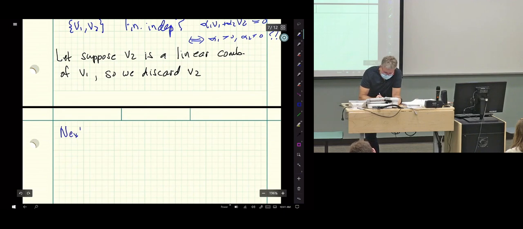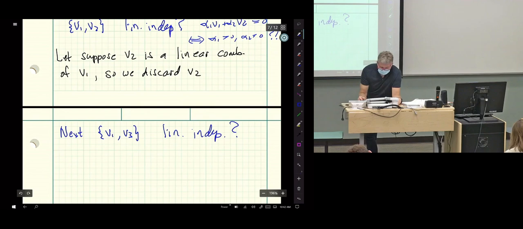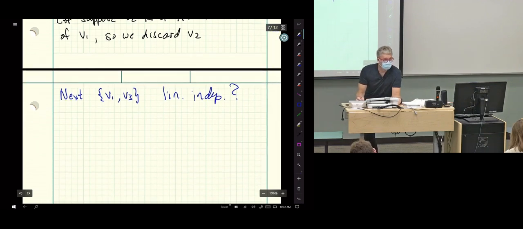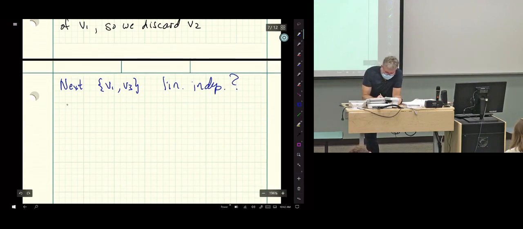Next. Well, we kept V1, we threw V2 away. Now we check whether V1, V3 is linearly independent. What do you want to suppose, yes or no? Let's suppose yes, so we get something more. But it could be either way, so suppose yes.